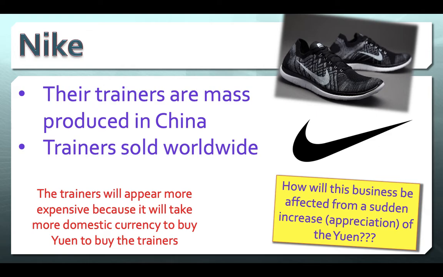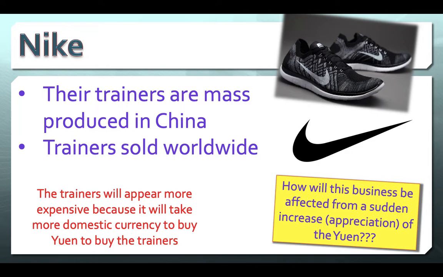Okay, so the trainers are going to appear more expensive. The price hasn't changed. That's really important. It's the value of the currency that's changed. But the trainers will appear more expensive to the rest of the world because it's going to take more pounds, more euros, more Hong Kong dollars, more US dollars in order to buy the Chinese yuan that's now more valuable in order to buy those trainers. So this is going to be bad for Nike because they're going to see a decrease in sales because their shoes are effectively more expensive to foreign customers.